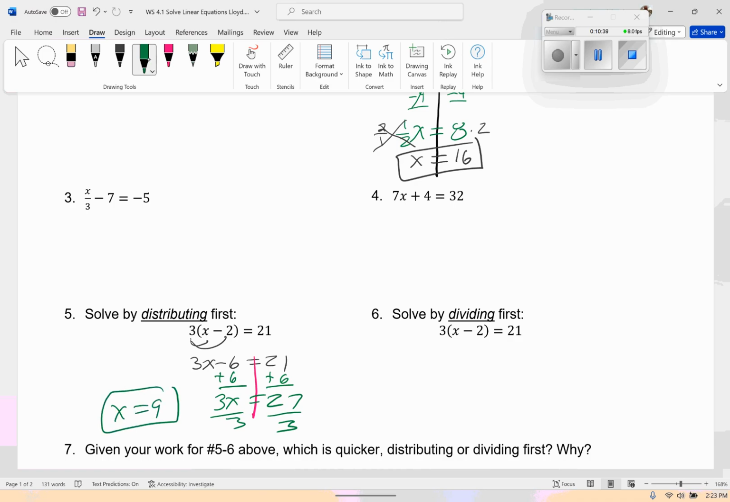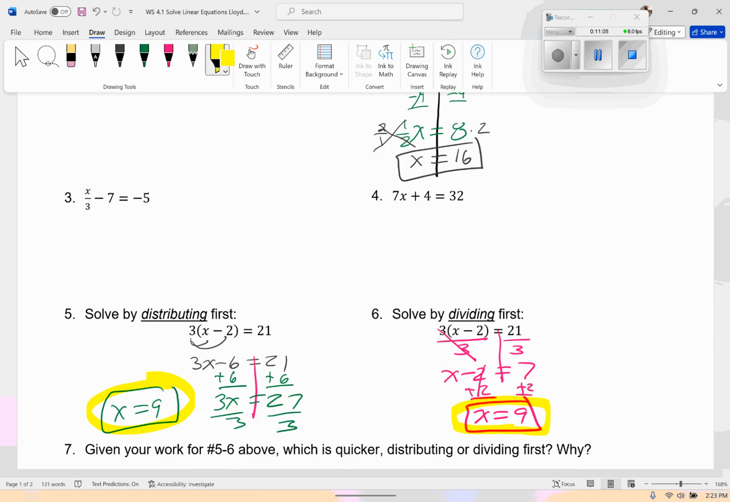Now, the second problem over here is the exact same problem, but it says, hey, divide by 3 first. So those cancel. Notice I didn't distribute. I just divided it. So I get to there. Add 2, because 21 over 3 is 7. Add 2 to both sides, so x equals 9. Yeah? Doesn't matter which way we do that. My friend? Do I have the same answer on both? Yeah. Did you answer your question? Yeah.